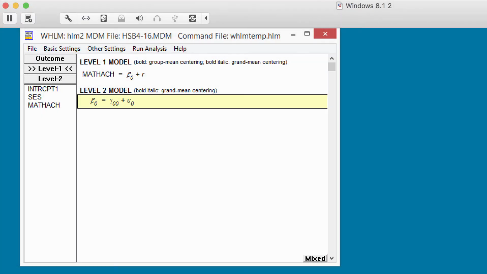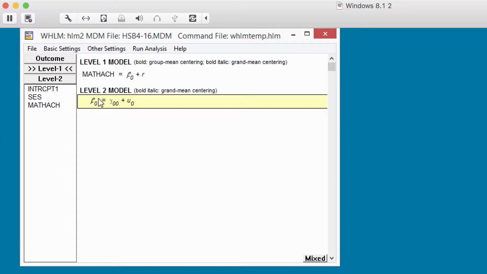For this video, I will demonstrate how to use HLM to graph results from the different models that you're likely to run based on research questions that you might have. For this example, I will use data from the High School and Beyond example that's located in the textbook by Raudenbush and Bryk.